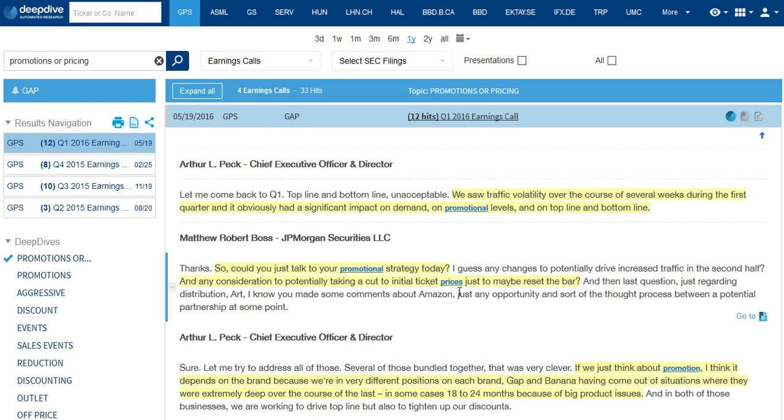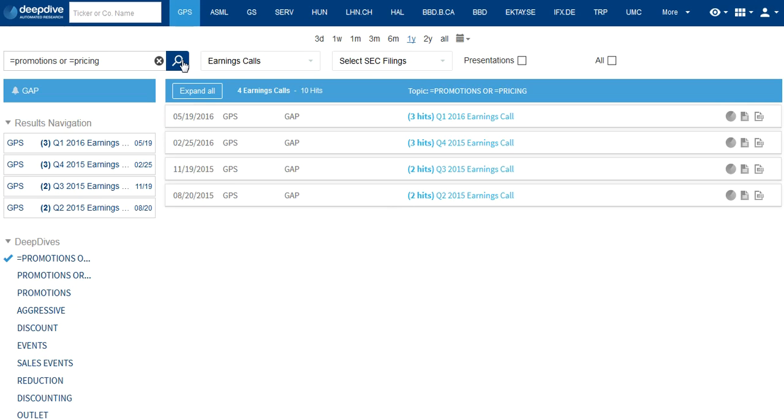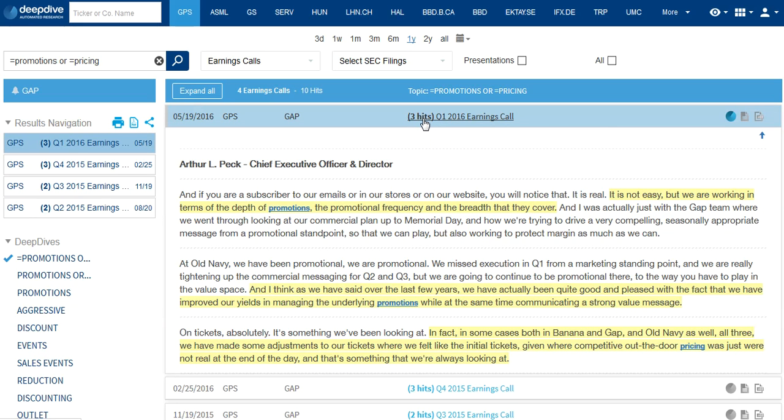However, there is a way to refine your search to include only the specific words you would like to see. If I want to find an exact match of a single word, I can simply put an equal sign in front of the word. But be aware, this will reduce your returned results and could limit the effectiveness of your search. By including the equal sign in this search, I have excluded the root words promotional and prices, both of which are likely helpful, and reduced my hits from 33 to 10.